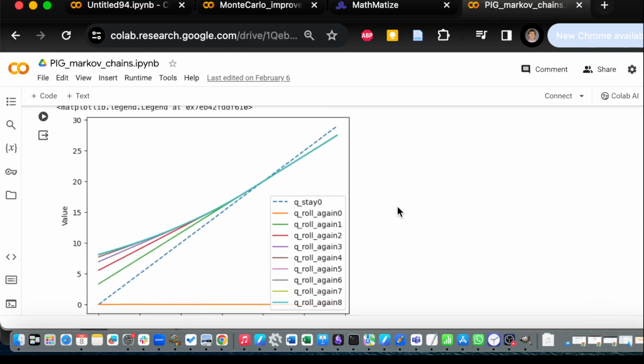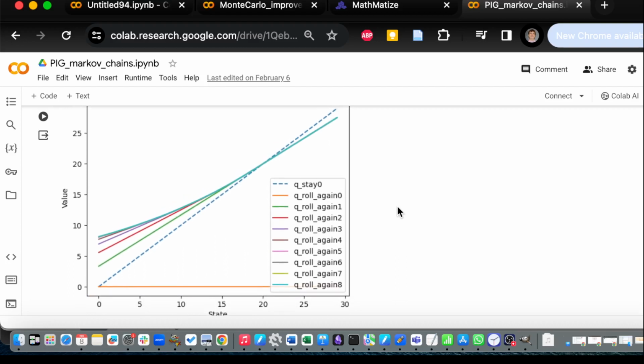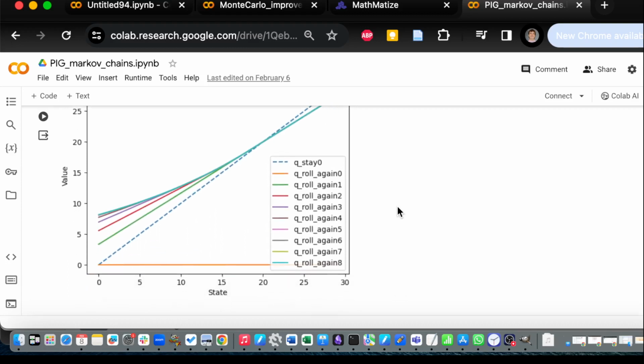In Pig, you can either stay or roll again. So we had a Q function for staying, and we had a Q function for rolling again. The nice thing about Pig is the stay function is very simple. If you choose to stay, we know exactly what score you're going to get. If you roll again, it's not so clear what the value is, right? And we found the answer by doing 8 iterations of the Bellman equation. And we came up with this final answer, which was the value function for staying and for rolling again, depending on what state you're in.